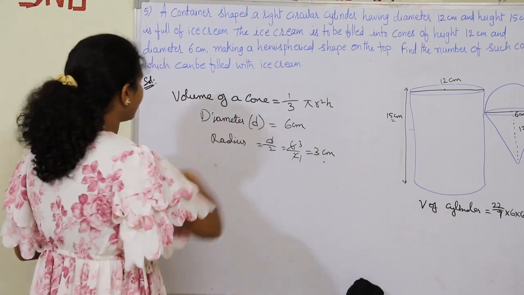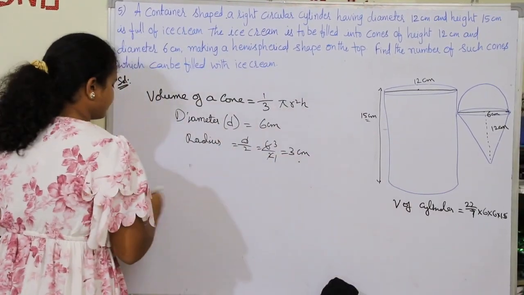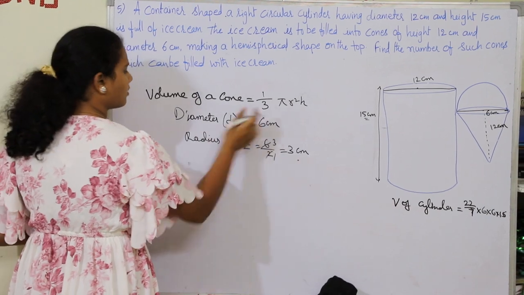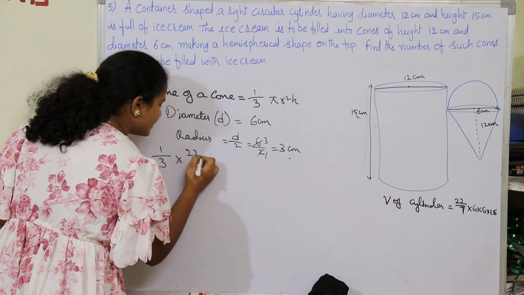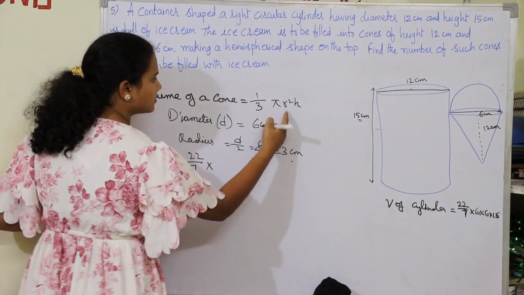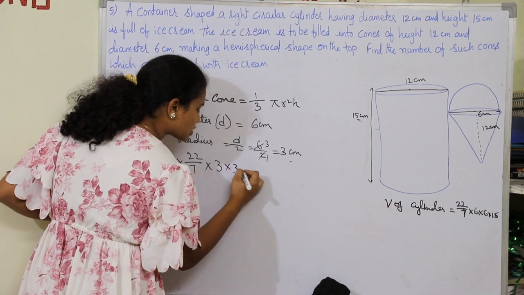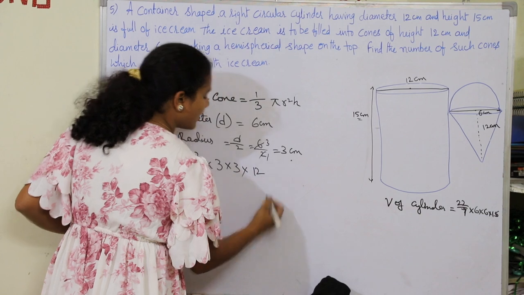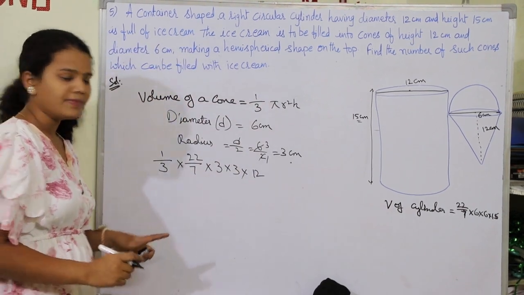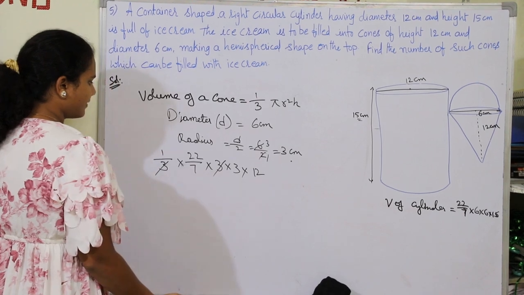So let's substitute the values over here. I got height h equals 12 centimeters. Let it be like that. Now here you have 1 by 3. So 1 by 3 into 22 by 7 into r, the radius, 3 into 3, r square, right? So 3 into 3 into h, height 12 centimeters. Done. Now here the 3 gets cancelled, and that's all, right?